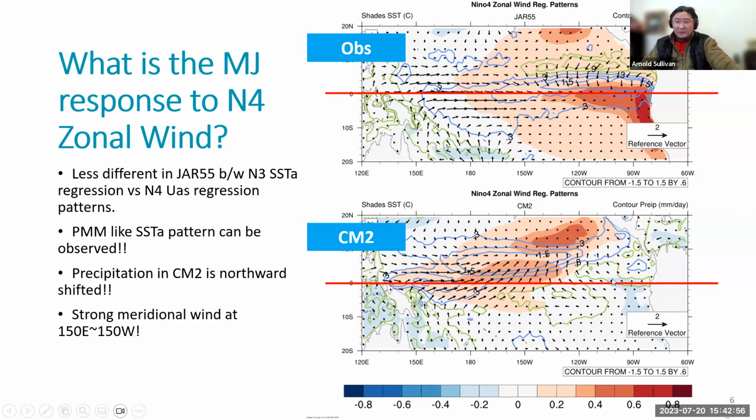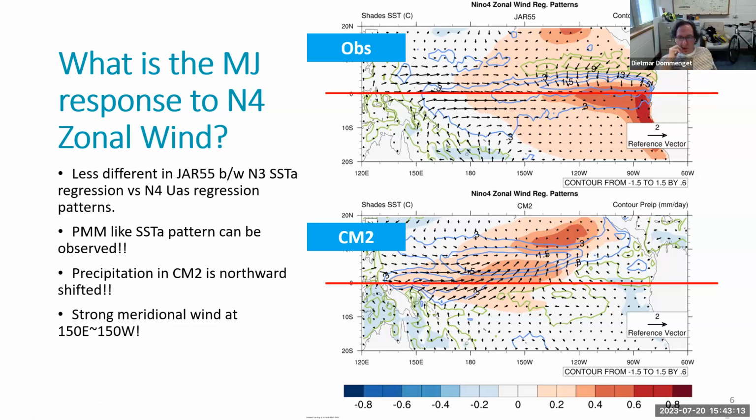So it's sort of like a Pacific Meridional Mode, where I have the warming here and then the cooling here. Okay, so that's the PMM. Yeah, sort of like PMM. The pattern looks like PMM.